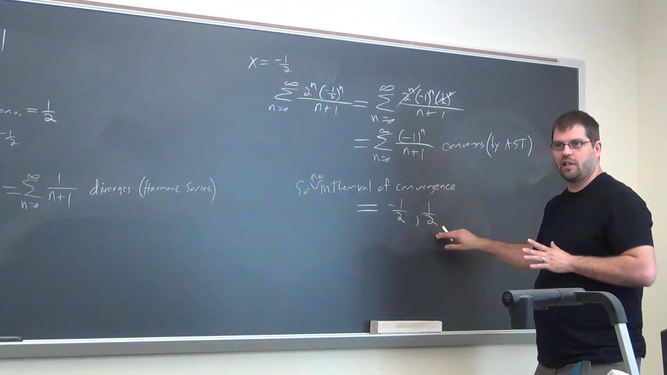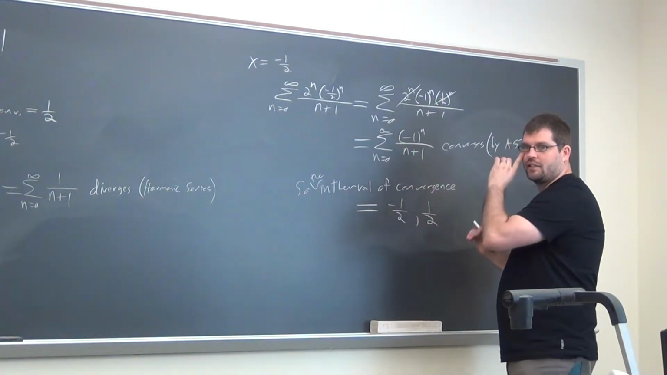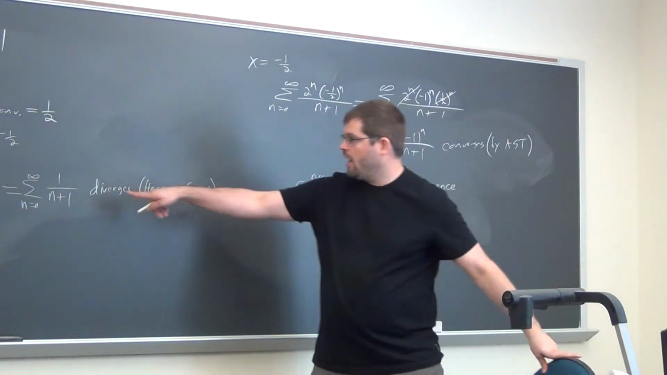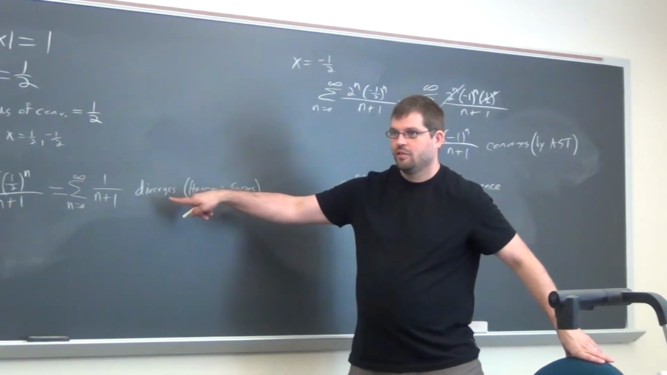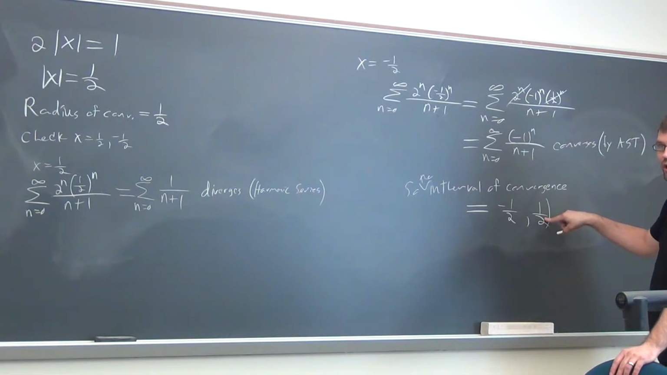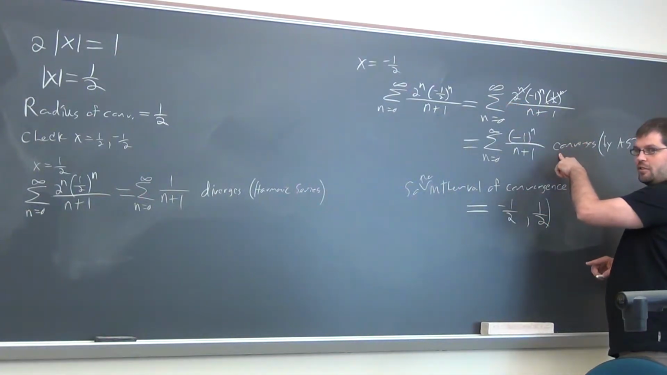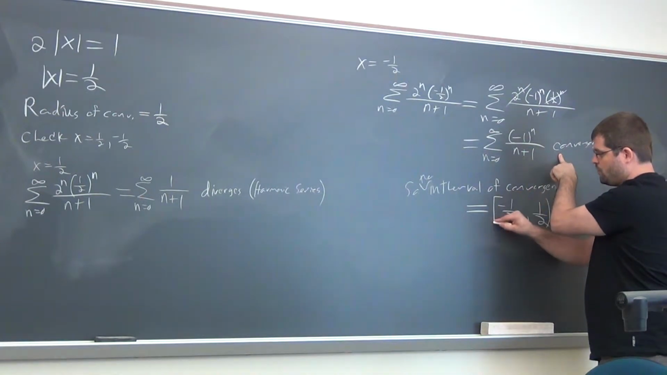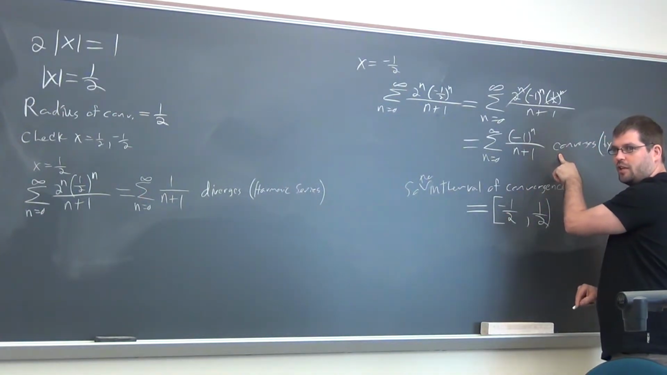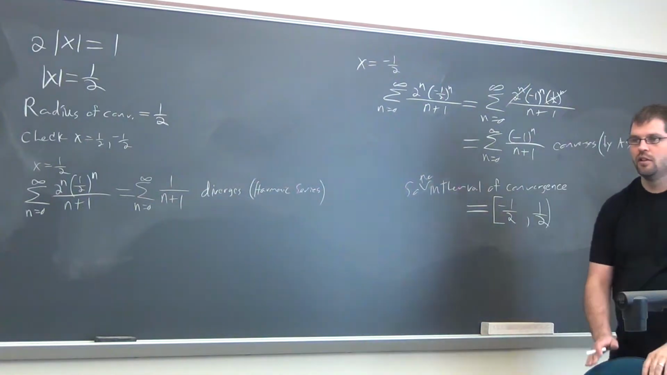Your interval will look like this, and then it's just a matter of whether it's parentheses or brackets on the side. So at 1/2 we get divergent, and so that means we use a parenthesis there, right? We're not including 1/2. At negative 1/2 we get convergence, and so we put a square bracket to include that, right? So now we're including that left endpoint, but not the right endpoint.